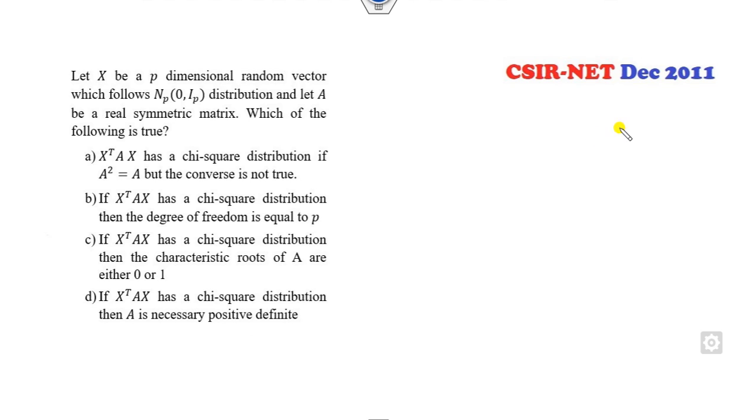Look at this another one. It's December 2011. X follows the multivariate normal distribution N(0, I_p), where I is my identity matrix, and A is my real symmetric matrix. Then X transpose AX will follow a chi-square distribution with degree of freedom P. Look at that, this is 0.